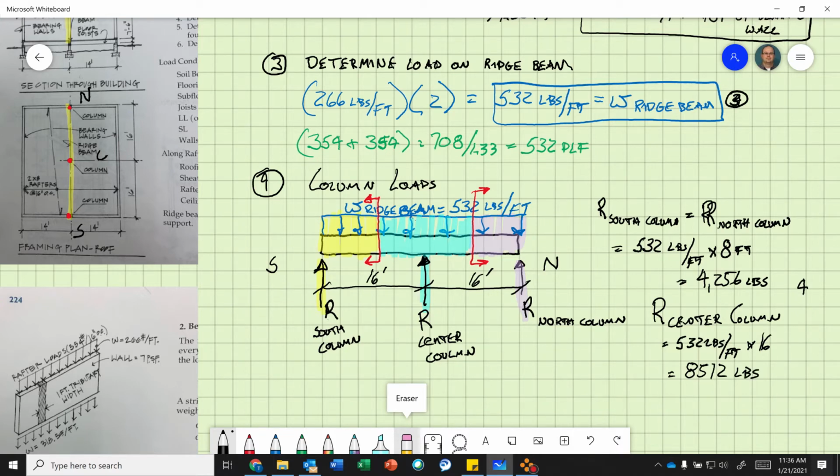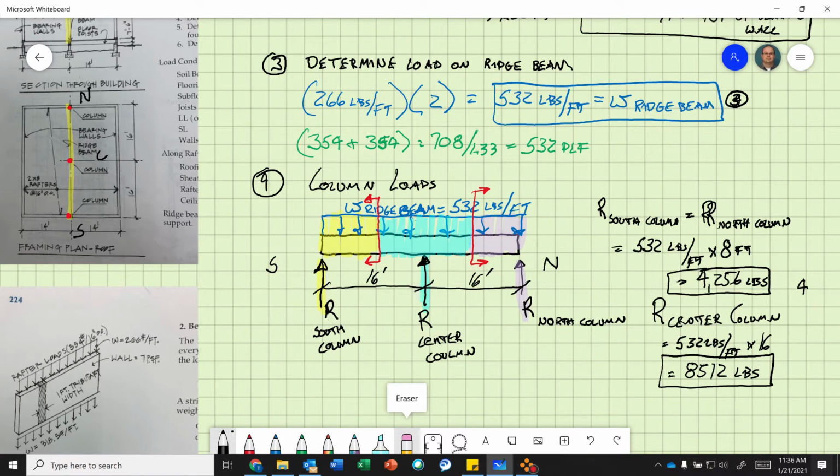So we have two columns that have to hold up 4,256 pounds, and we have one column that has to hold 8,512 pounds. Okay, so when you go into sizing columns, you're going to choose the column that has the biggest load. So that answer is number 4.